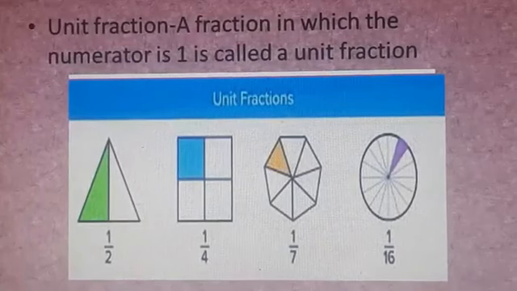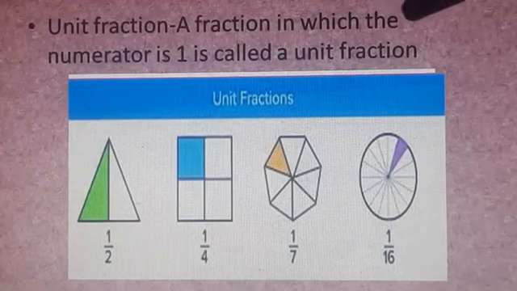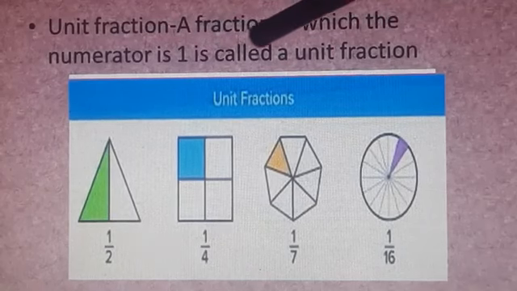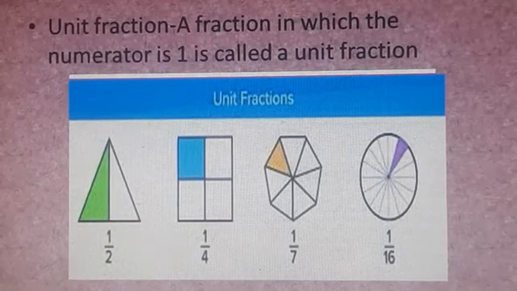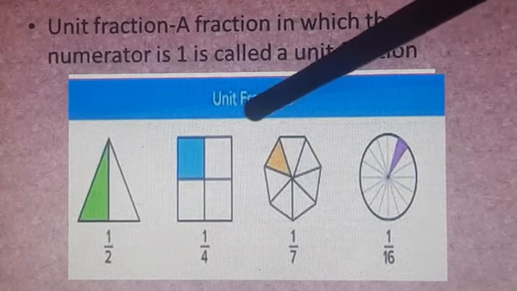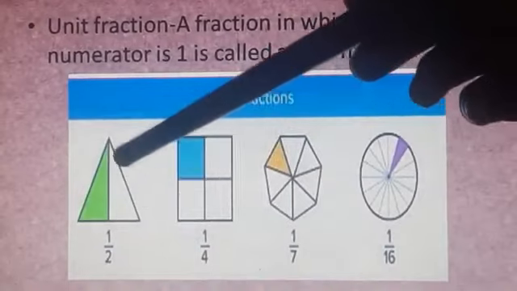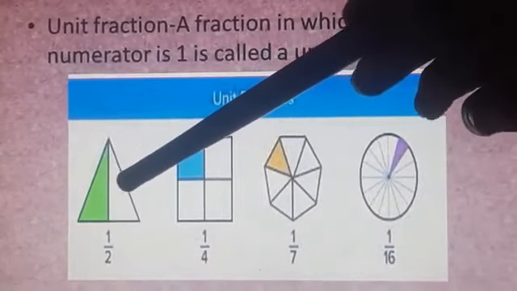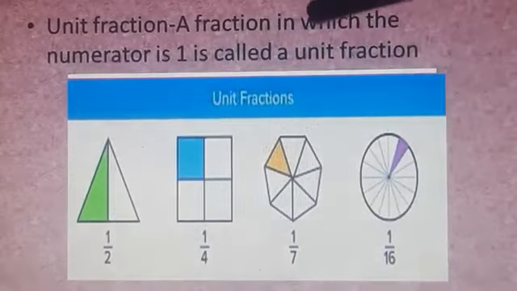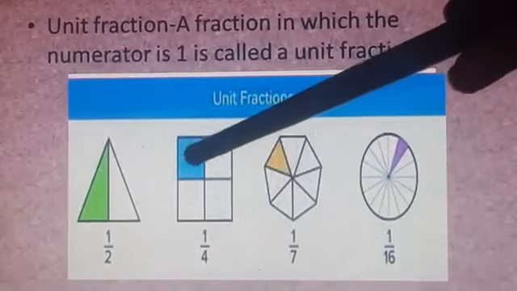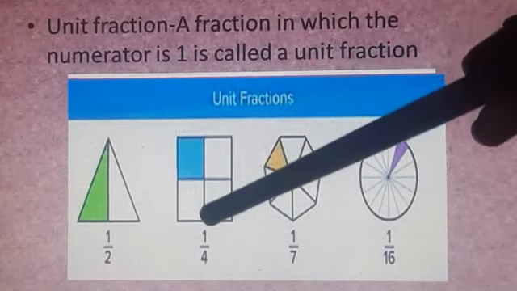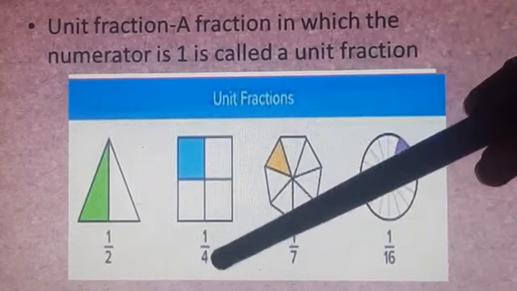Now next type of fraction is unit fraction. A fraction in which the numerator is 1 is called a unit fraction. See these examples of unit fractions. 1 upon 2, complete figure is divided into 2 equal parts and 1 part is shaded. And now this figure is divided into 4 equal parts and 1 part is shaded. So fraction is 1 upon 4.